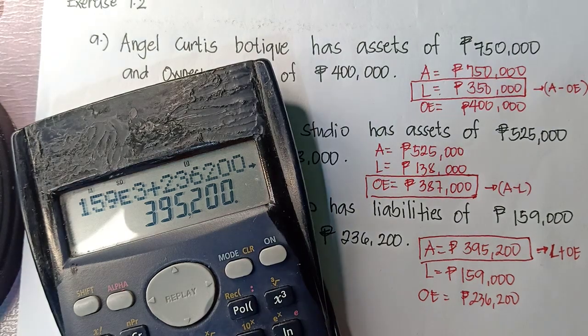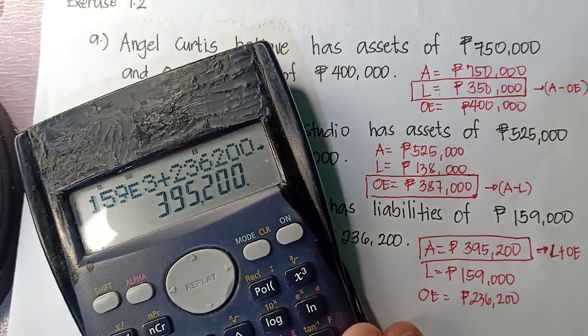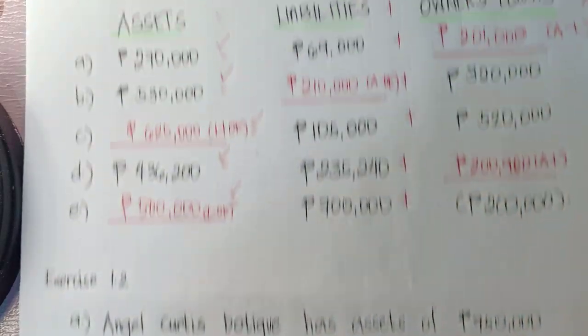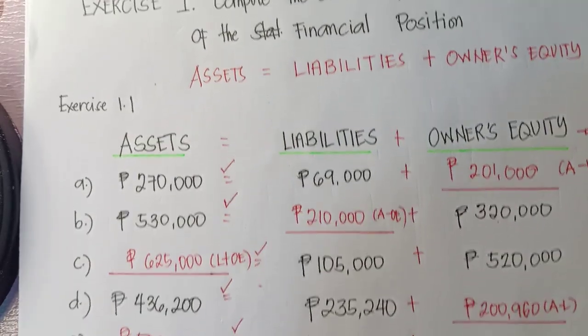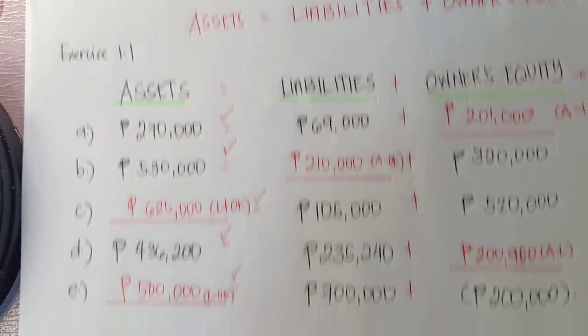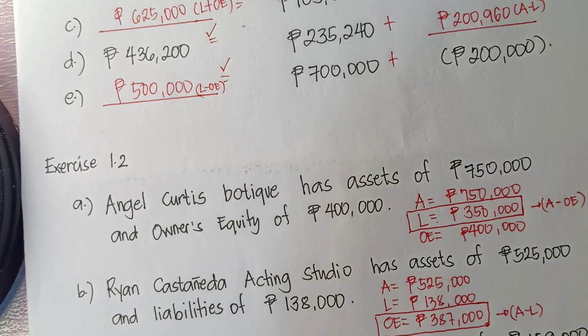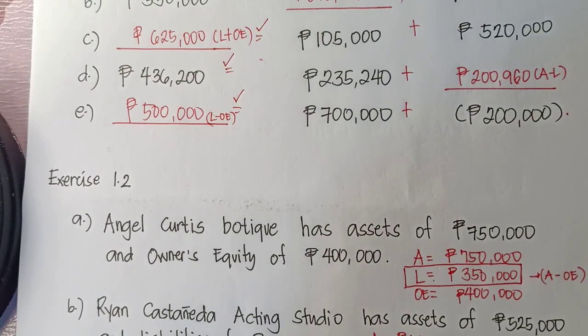Okay, class, did you understand? So, that's it for our discussion about the computation of the amount of the missing element of the financial position. Do not forget the basic accounting equation, class, which is assets is equal to liabilities plus owner's equity, because that is your foundation here in basic accounting.